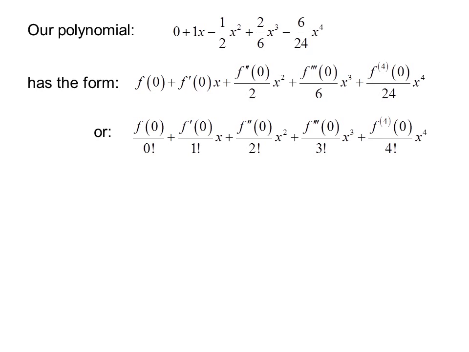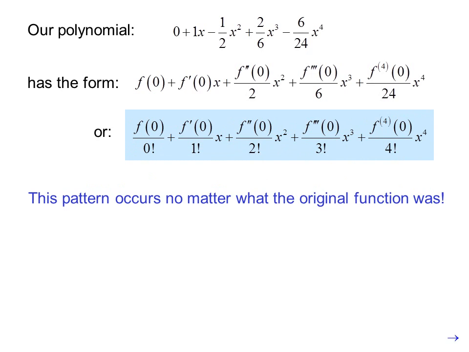Note that 0 factorial is 1, which helps us keep our pattern consistent. And we could write an x to the 0 on the first term, but x to the 0 is 1. This pattern occurs no matter what the original function was.